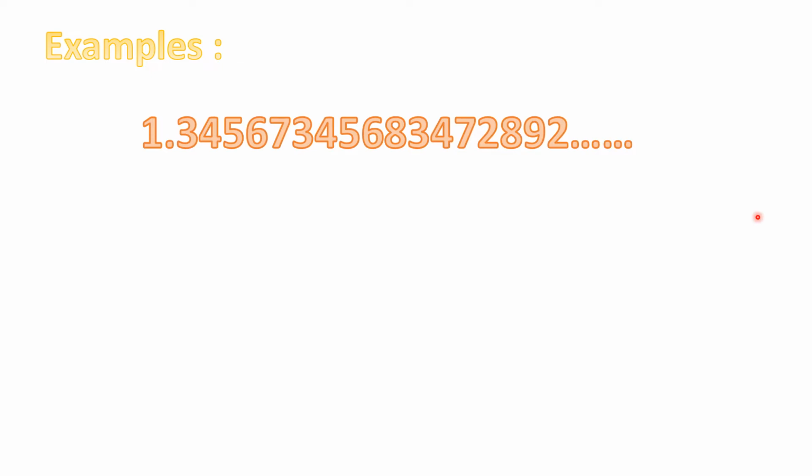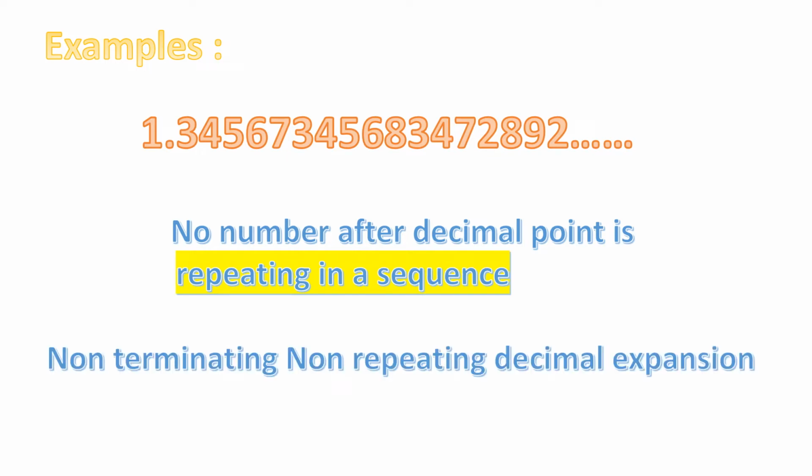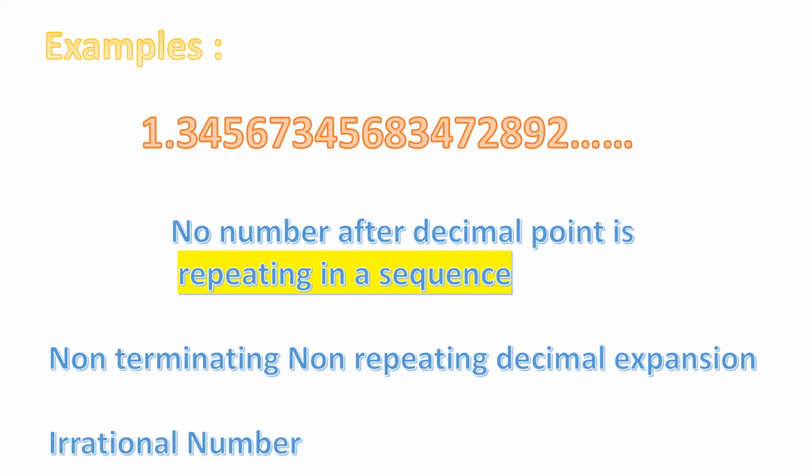So what is the type of number? The type of number is non-terminating, and as you can see here, no number after the decimal point is repeating in a sequence, and therefore we can say that this number is a non-terminating, non-repeating decimal expansion. And since it has a non-terminating, non-repeating decimal expansion, we can say that this number is an irrational number, right?